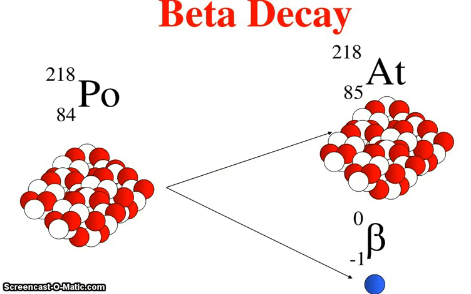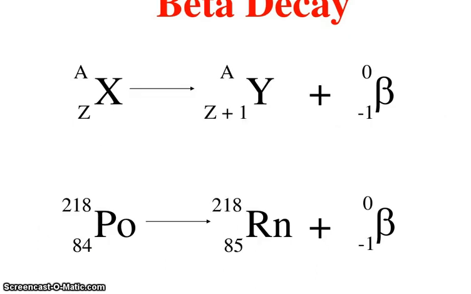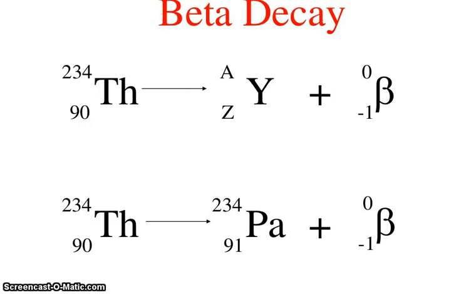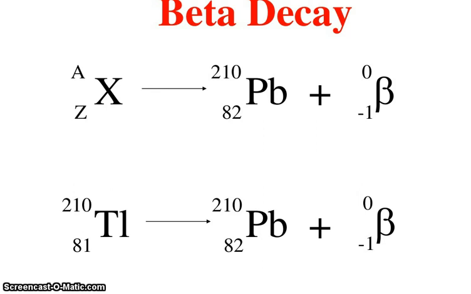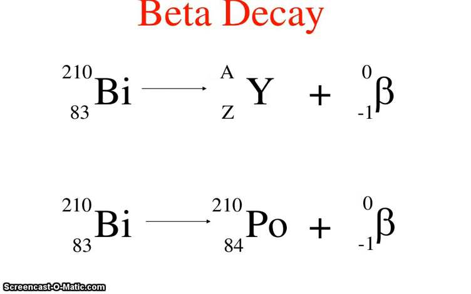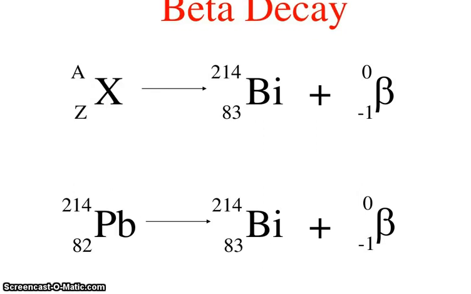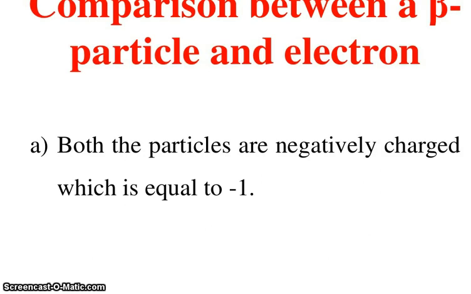You can see examples of conversions here: polonium to astatine, thorium to protactinium, thallium to lead, bismuth to polonium, lead to bismuth.